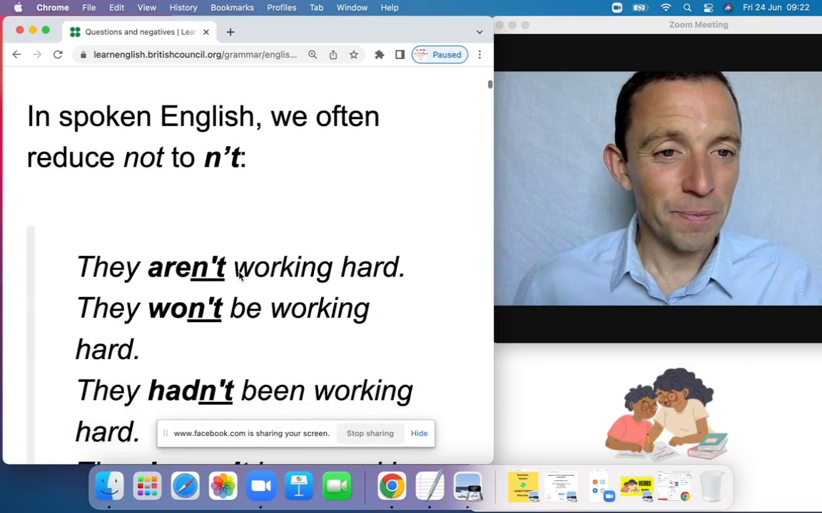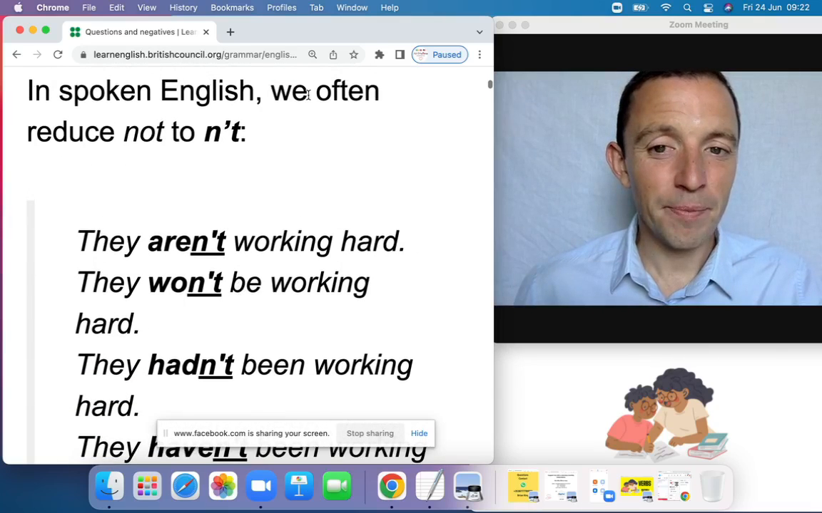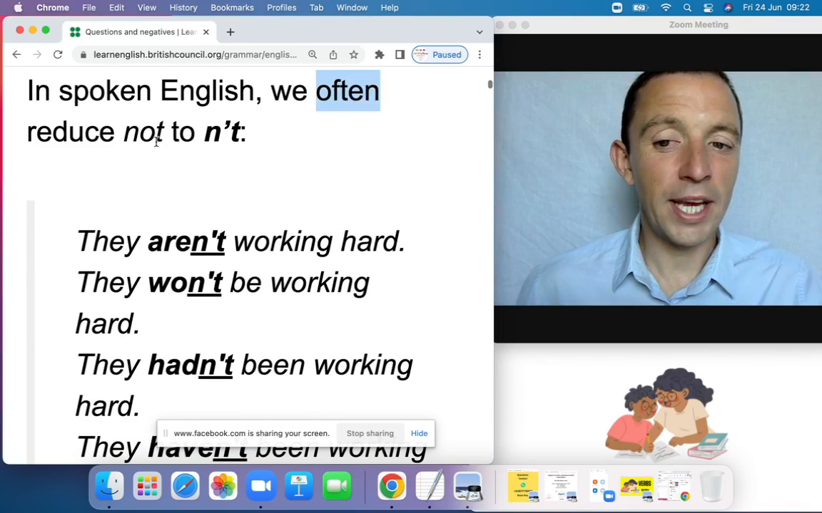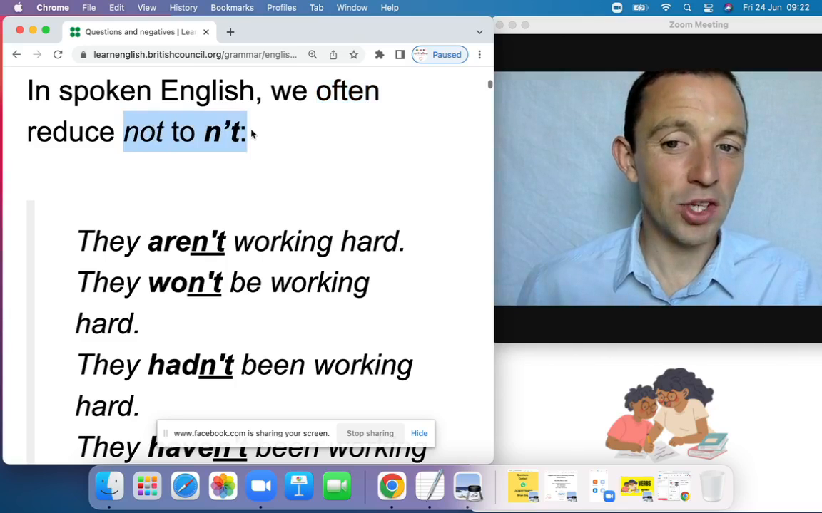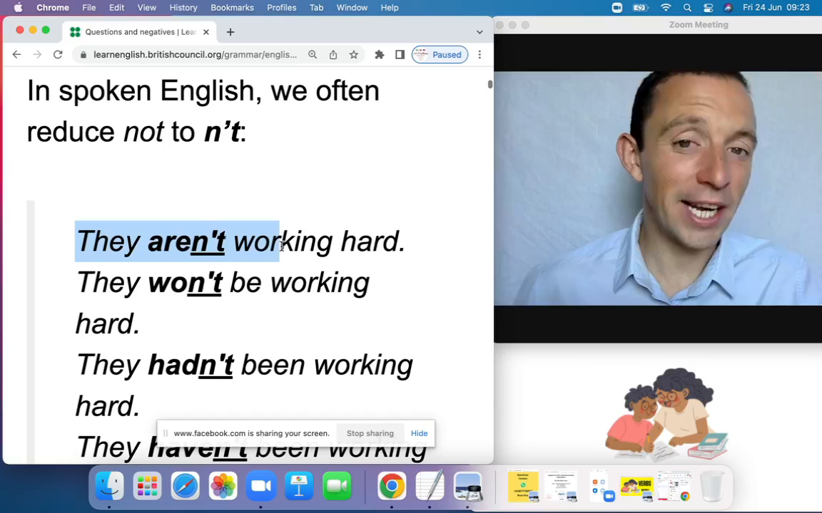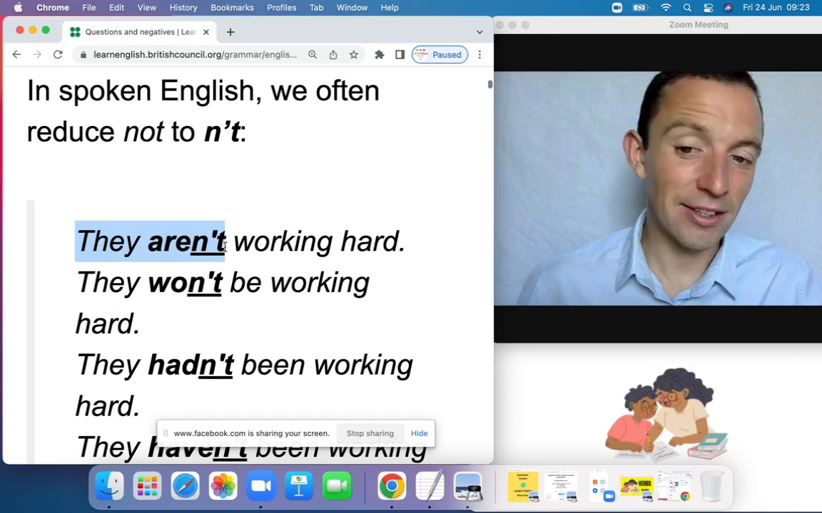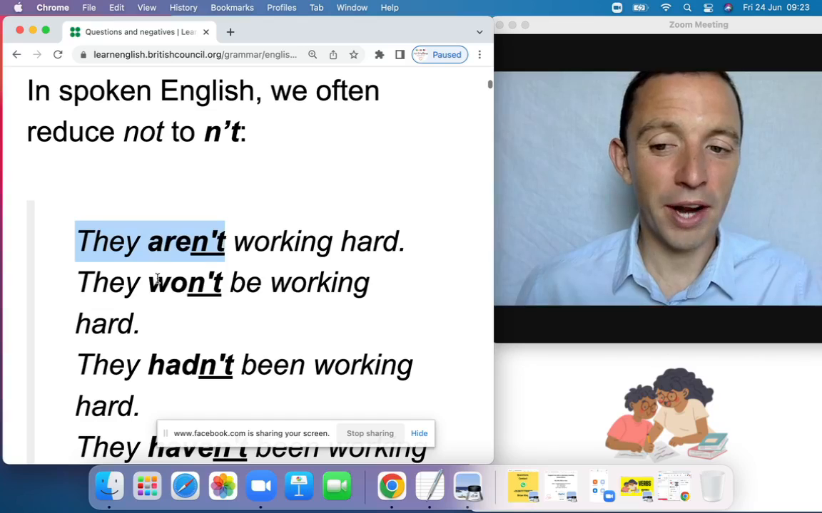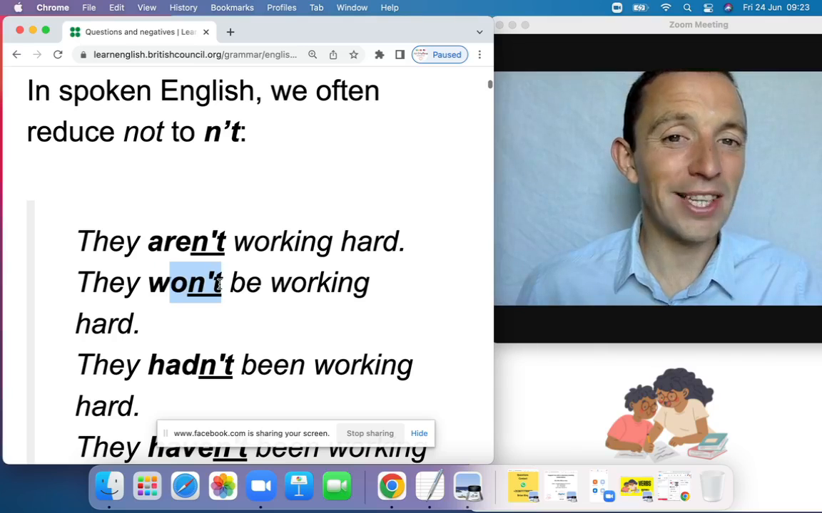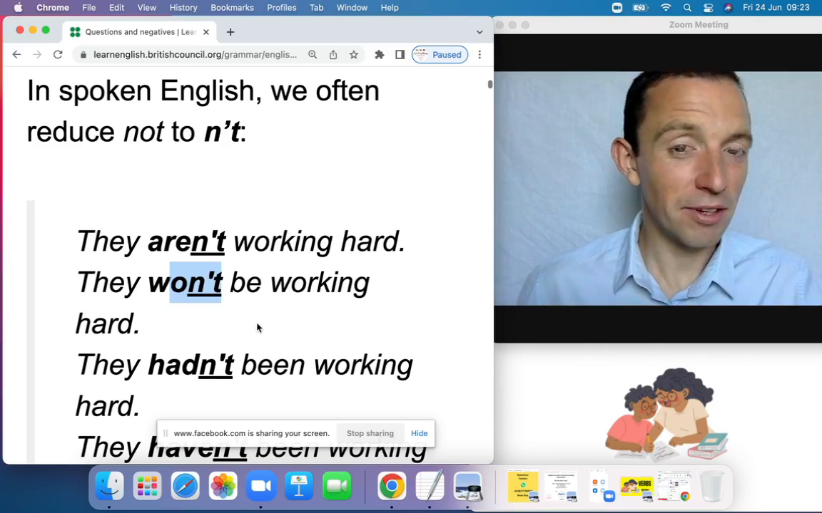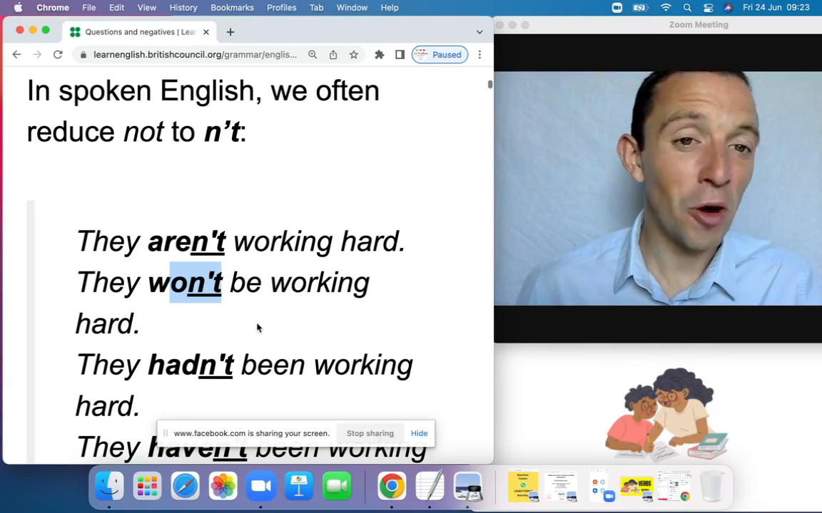Speaking in English, we often use a contraction of not. So they are not working hard. In spoken English, more typically, they aren't working hard. Second possibility, they won't be working hard. This is the contraction for will not. Won't, difficult. They will not becomes won't.